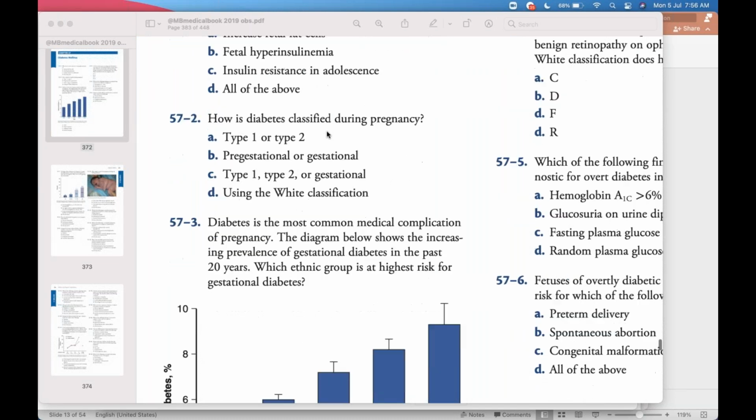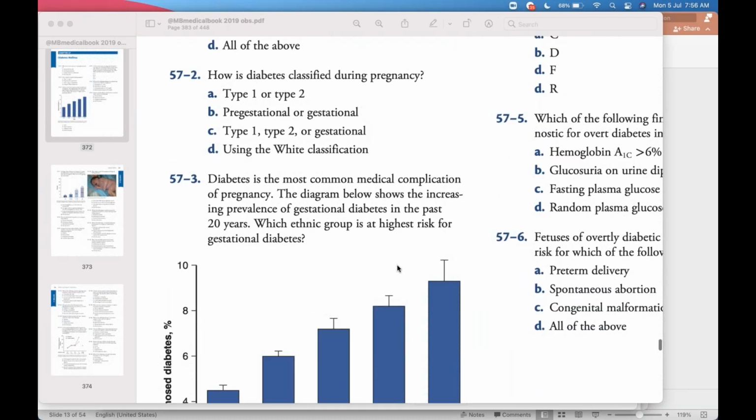And how is diabetes classified during pregnancy? How is diabetes classified during pregnancy? Please answer in your question box. So when we talk about during pregnancy, it can be either pre-gestational or gestational. Okay. So the answer ideally should be type 1, type 2, or gestational.